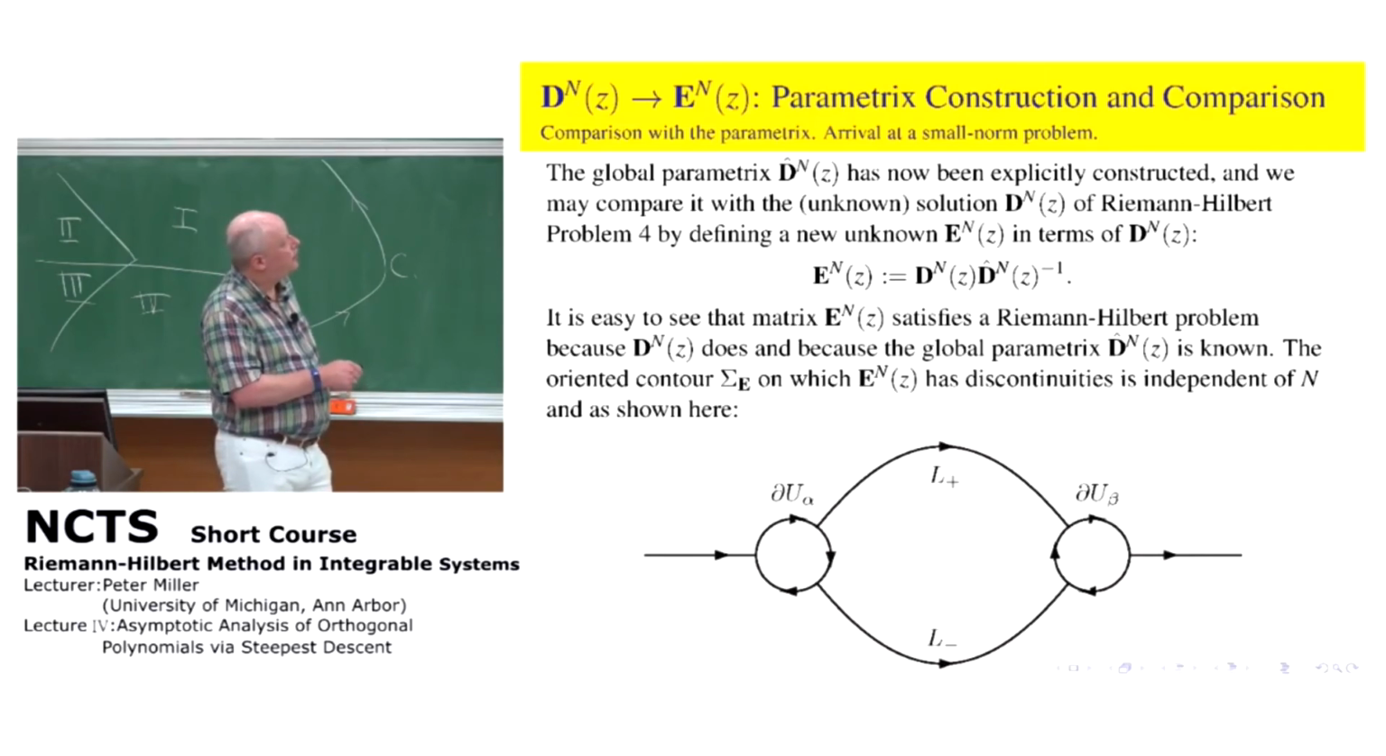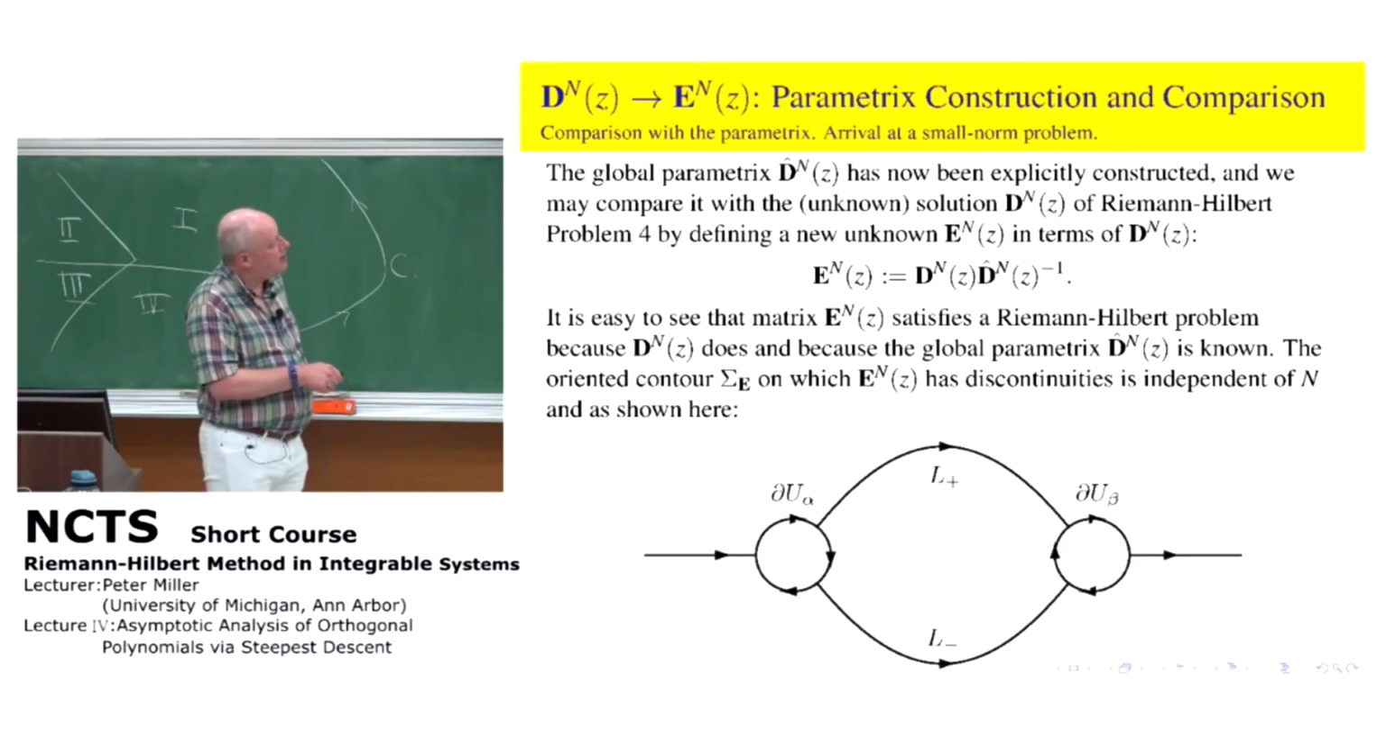So here is the oriented jump contour, which we'll call sigma E, on which E sub n has jump discontinuities in the complex plane. That jump contour does not depend in any way on n, and it consists of two circles with clockwise orientation, the real line outside of alpha beta and also outside of these two circles with left-right orientation, and these two lens boundaries outside of the circles, L plus and L minus.